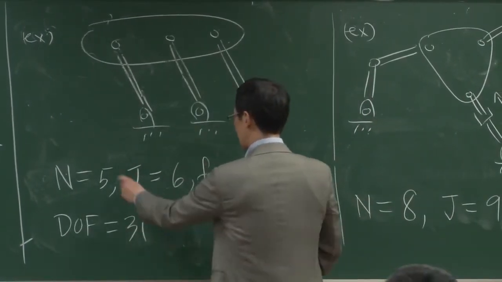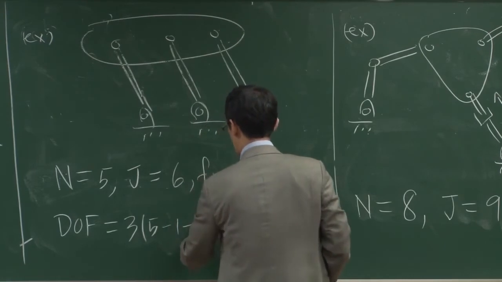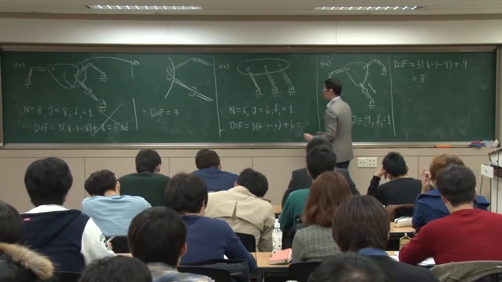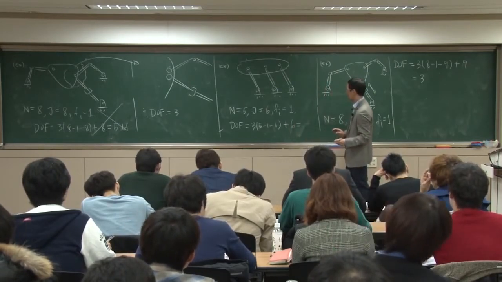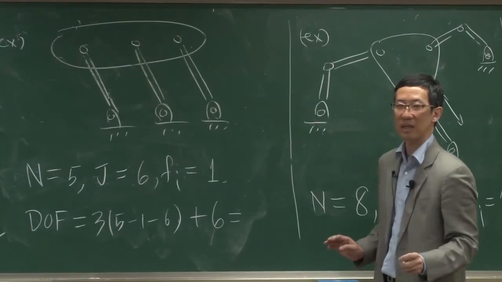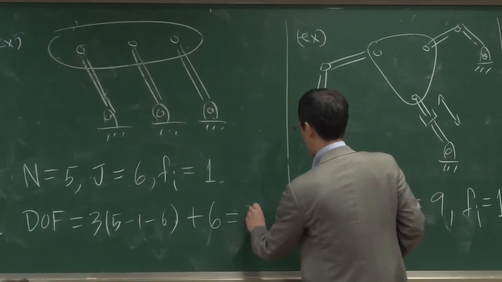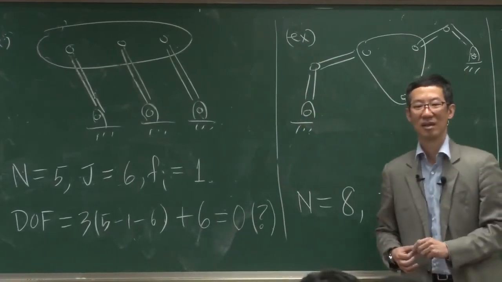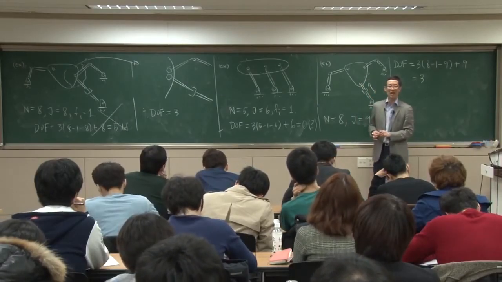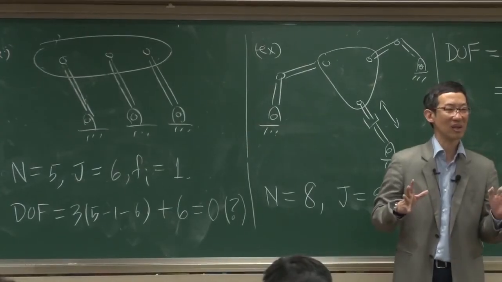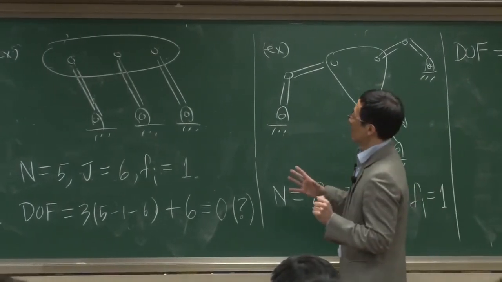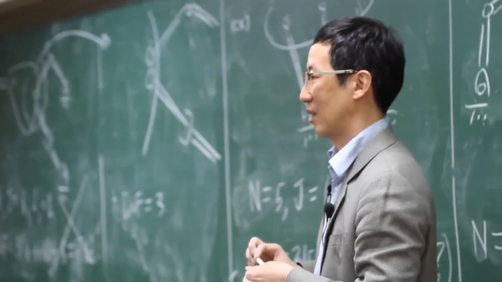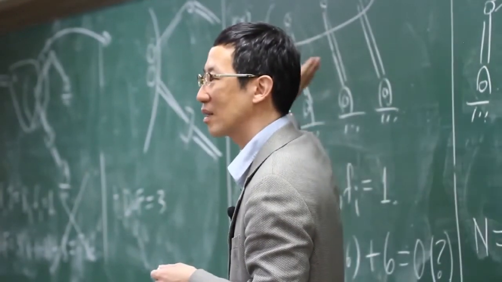3 times n minus 1 minus j, which is 6, plus 6 1 degree of freedom joints. So this is 3 times 4 minus 6 plus 6, which is 0. Okay, so, question. That's 0. So 0 means it can't move, right? It's a structure. It can't move. What do you think? Do you think this can move or not? At least the way I drew it, it looks like it can move, right?